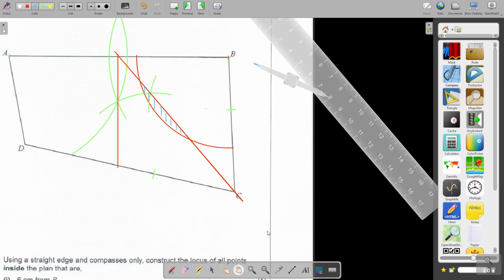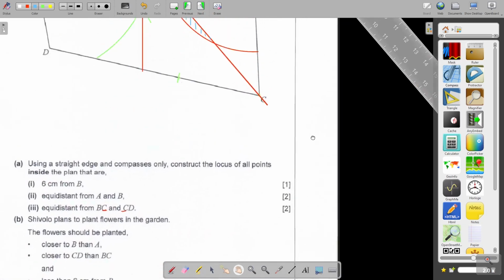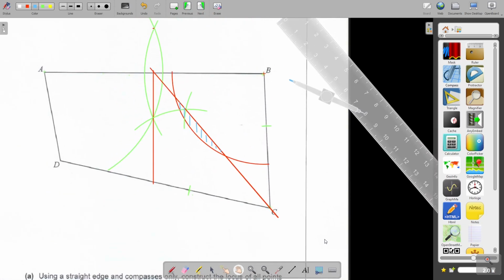So the reasonable attempts A and B. And for that last attempt, which you're going to put there, shade the region where the flowers should be planted. And that will be the region where the flowers should be planted. Okay, so just make sure that all three conditions are true in that area.